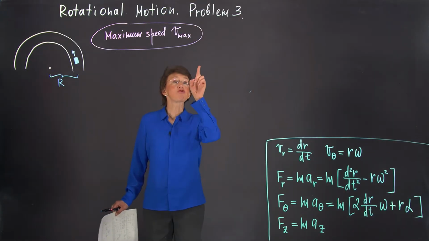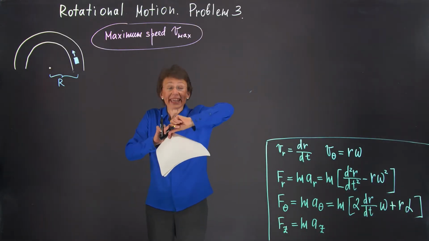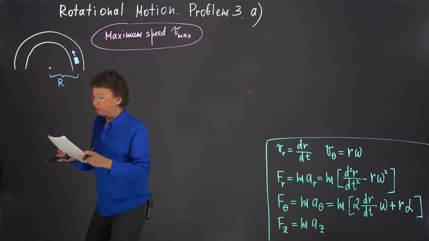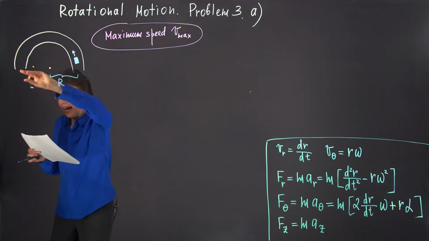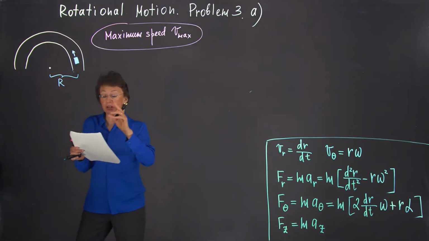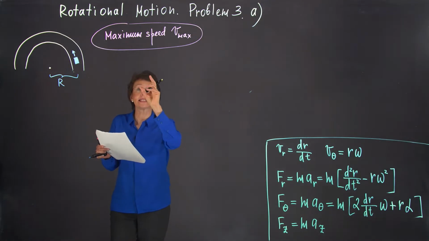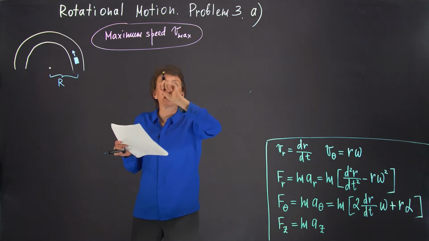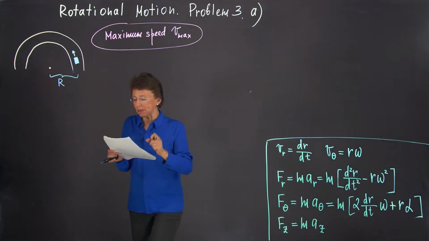This is our problem 3, part A, on rotational motion. What is this problem about? At a flat circular curve, radius r, in the road, the sign says maximum speed is V max. V max is a given number.